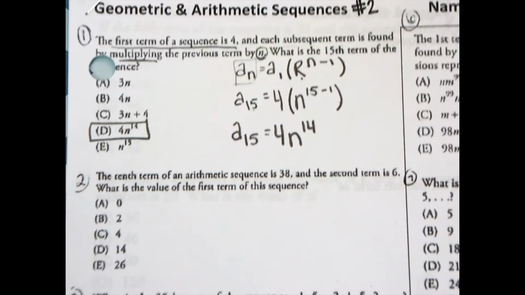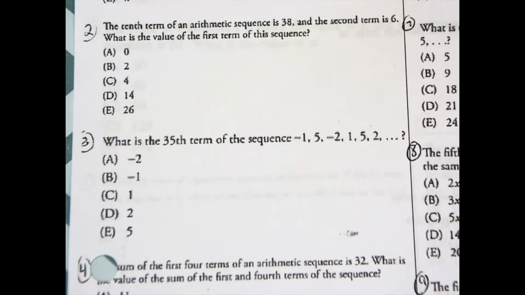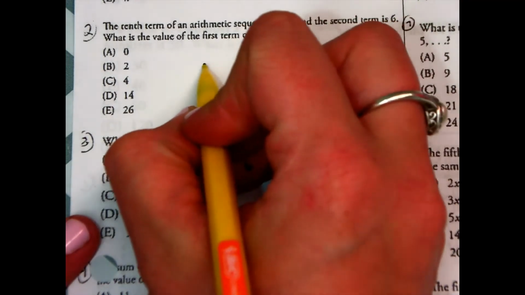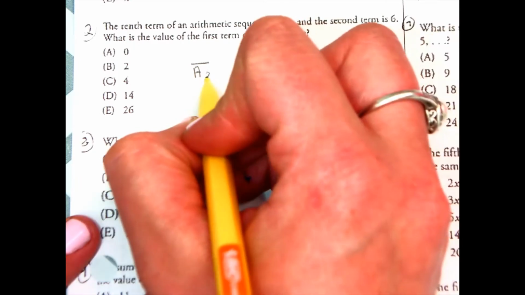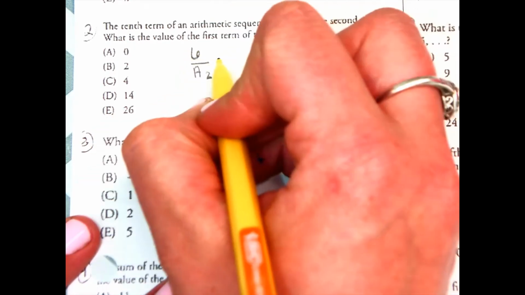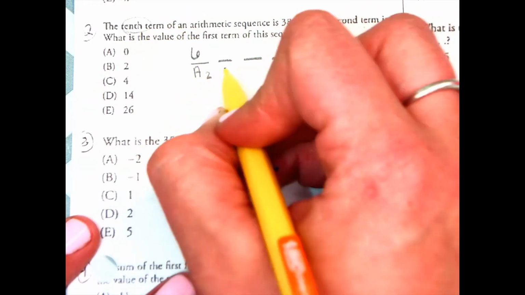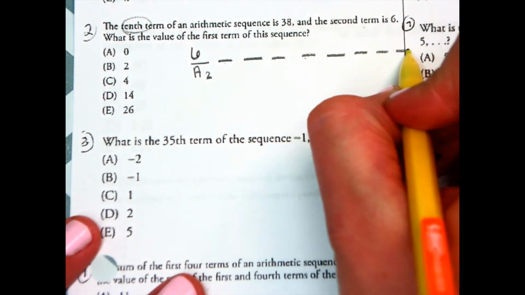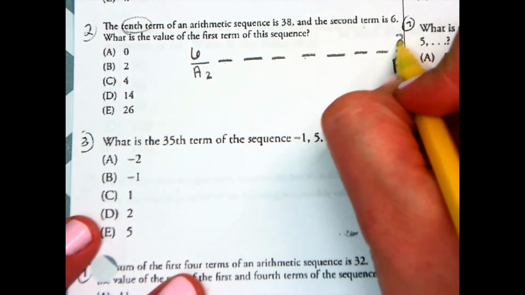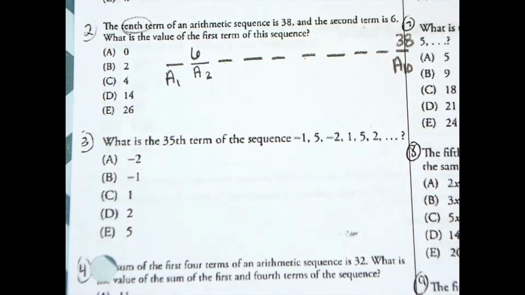All right, number 2. The 10th term in the arithmetic sequence is 38. The second term is 6. What is the value of the first term? Now, in these problems, I'm going to go ahead and just sketch it out. So here is a sub 2. The second term is 6. If we continue this pattern up until the 10th term, so 2, 3, 4, 5, 6, 7, 8, 9, 10, a sub 10 is 38. We are trying to find the value of a sub 1.